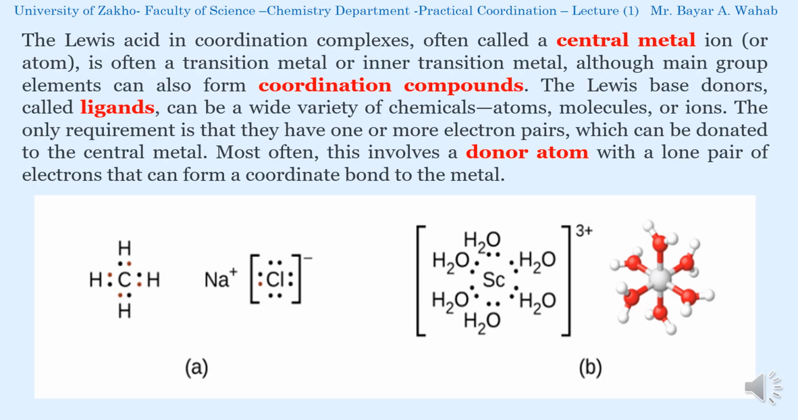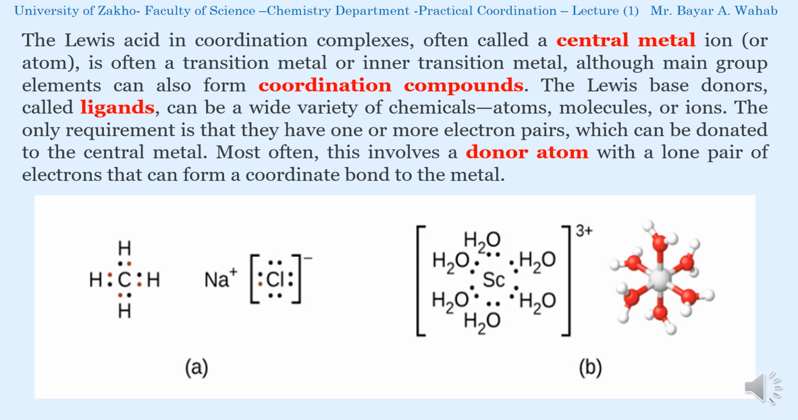The Lewis acid in a coordination complex, often called the central metal ion or atom, is often a transition metal or inner transition metal, although main group elements can also form coordination compounds. The Lewis base donor, called a ligand, can be a wide variety of chemical atoms, molecules, or ions.